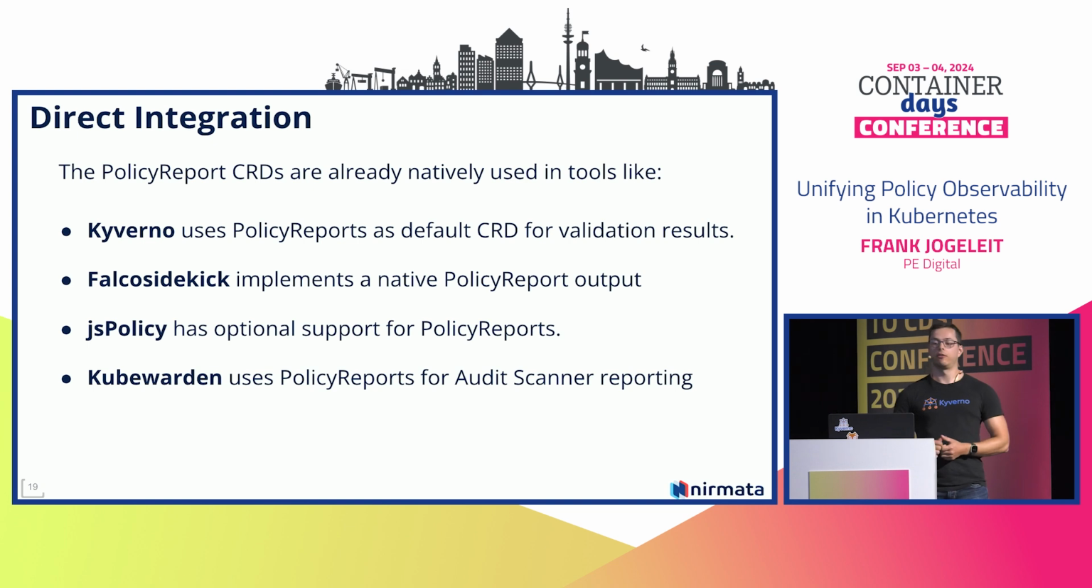At first we have the direct integration, meaning that the engine itself or the near ecosystem of the engine supports the policy report in some way. So we have Kyverno with native policy report output for validation results. We have Falco Sidekick, which is the official distribution tool for Falco, with a policy report output. Tools like JS Policy offer a Helm or general configuration to switch from the internal CRD to the policy report CRD. And tools like Kubewarden nowadays support policy reports for audit scanning.